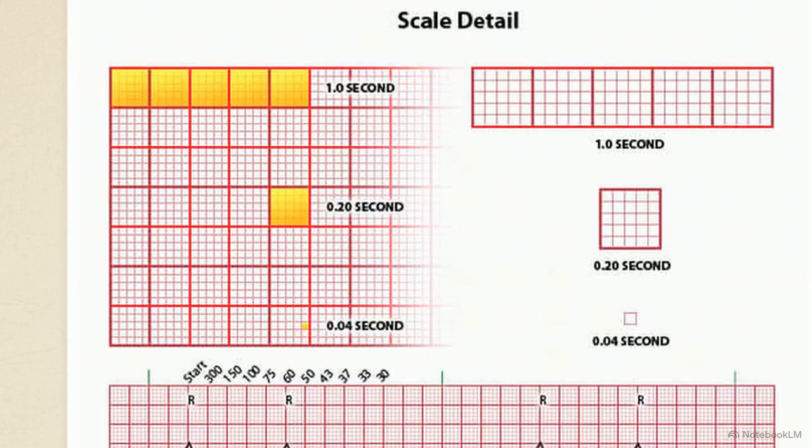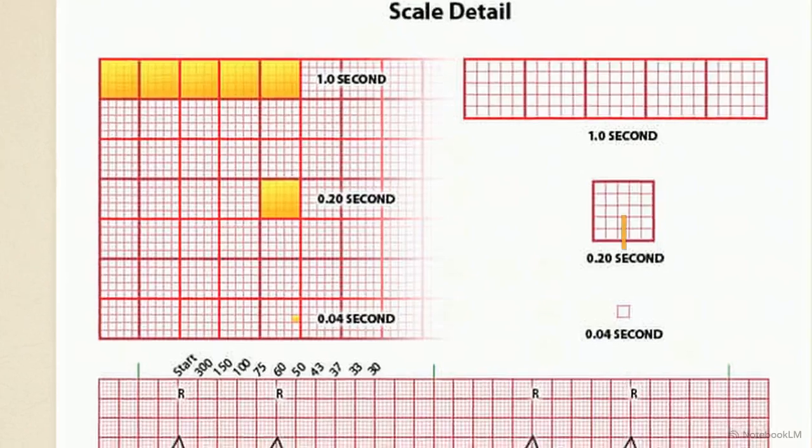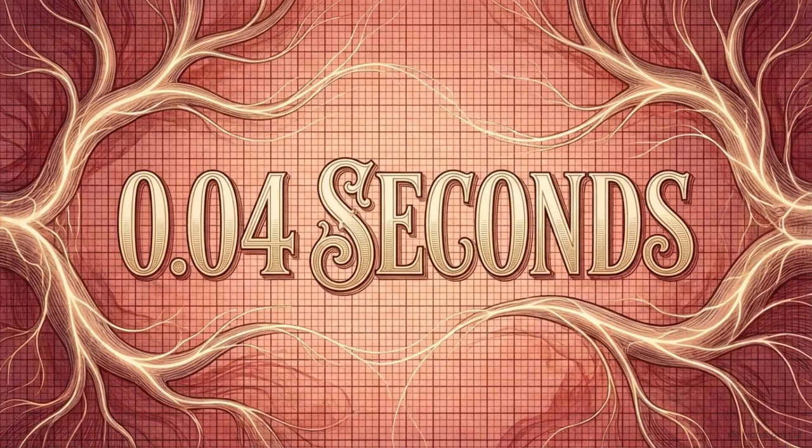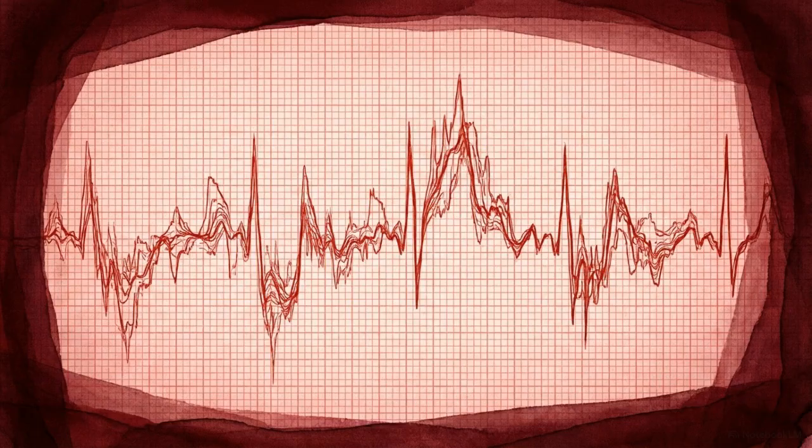You must understand that the horizontal axis of standard ECG paper strictly represents time. Look at this grid. The fundamental unit of measurement is a single tiny square. Exactly one small square equals 0.04 seconds. The entire interpretation relies on this constant. Without correctly applying this 0.04 second measurement, calculating heart rates or identifying fatal irregularities is impossible.